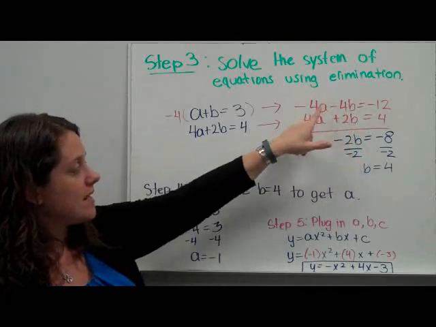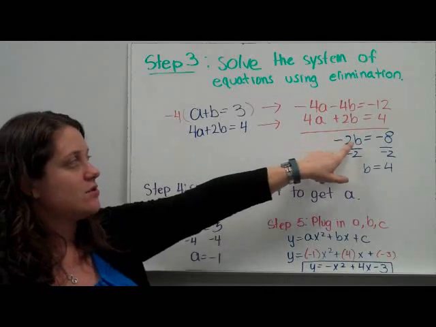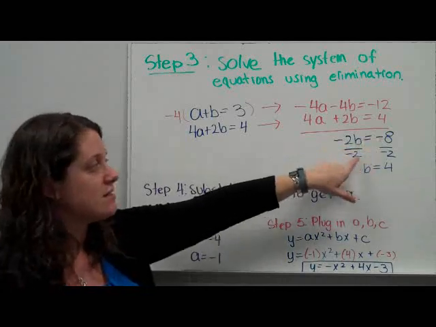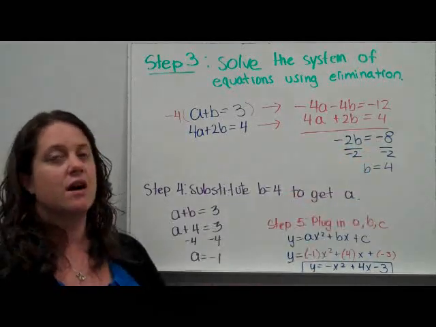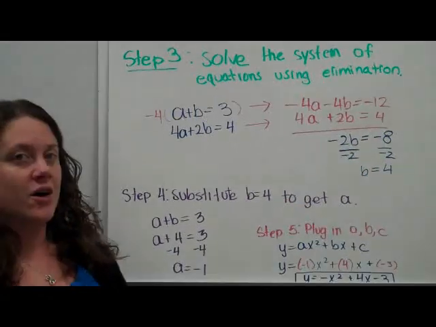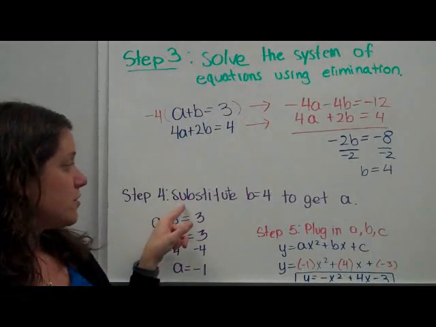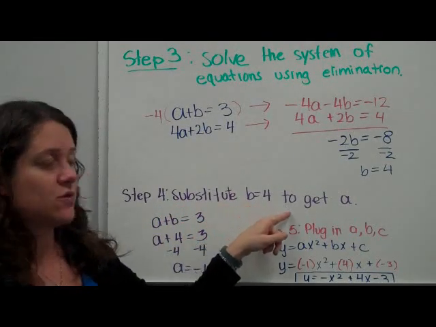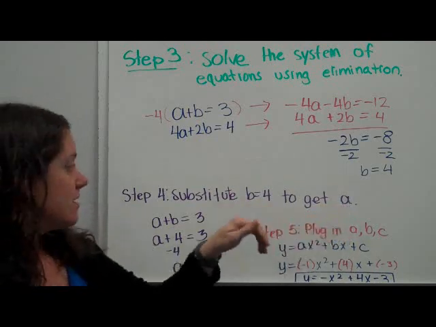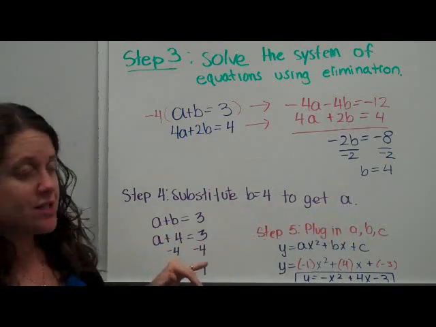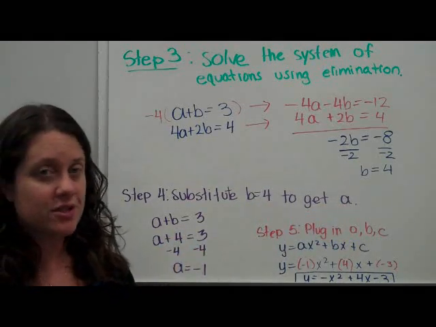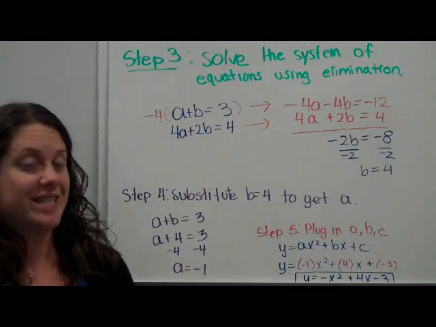Okay, those eliminated. I got negative 2b equals negative 8, divide by negative 2. I now have b equals 4. Okay, step 4, what you're going to do, you're now going to substitute b equals 4 to get a. Okay, so I can choose either equation. I'm just going to choose a plus b equals 3 because that equation is really easy.